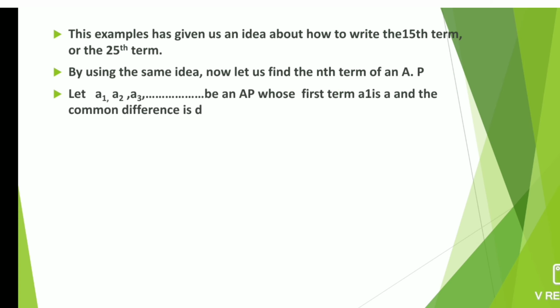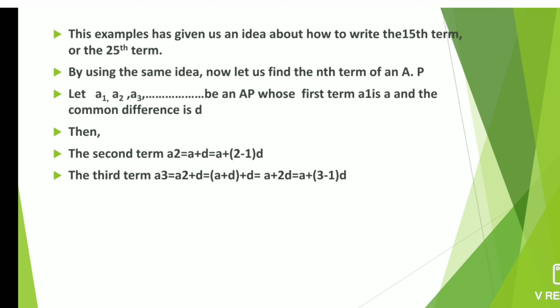Now let A1, A2, A3 and so on be an AP whose first term A1 is a and the common difference is d. Then the second term A2 is, obviously we know, a plus d. A plus d, where the d coefficient is taken as 1, we can write as a plus 2 minus 1 into d, that is, 2 minus 1 times d.